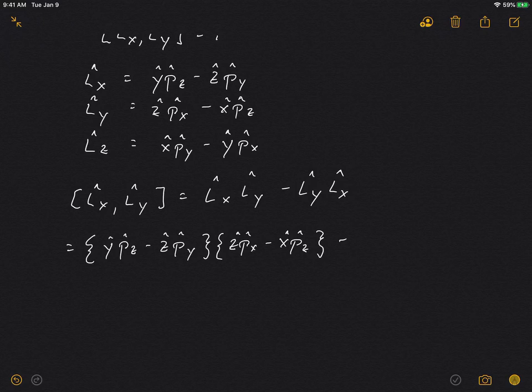Okay, and then that's going to be minus zpx minus xpz, and running out of space here. And then we have the Lx operator, which is ypz minus zpy.